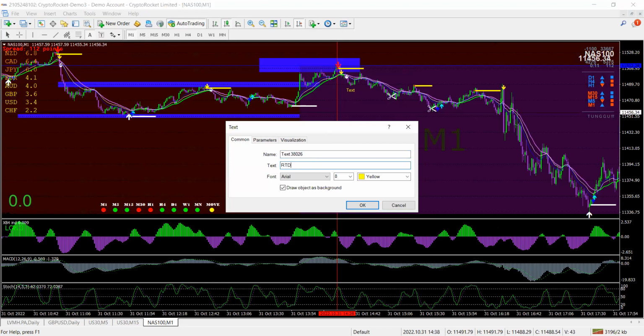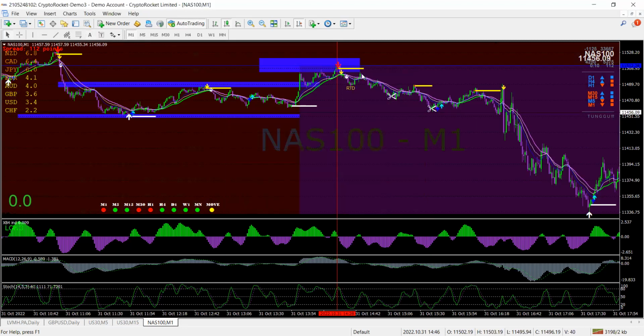RTD. And then I'm going to enter up here, trading toward the RTD, right? There's my entry. Stop loss can go above the previous high. And now what am I doing? I'm targeting liquidity. Now, I do know that there's liquidity below this low.